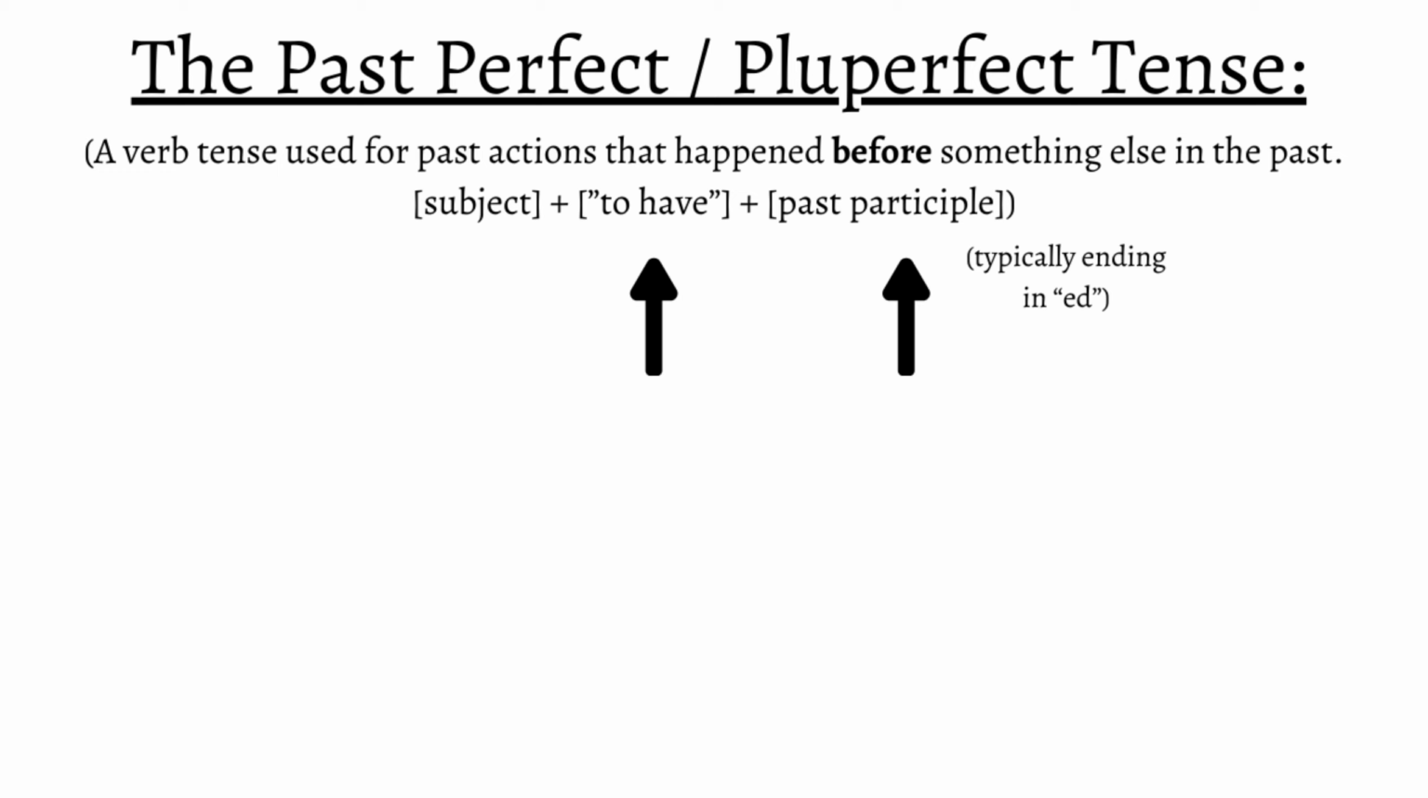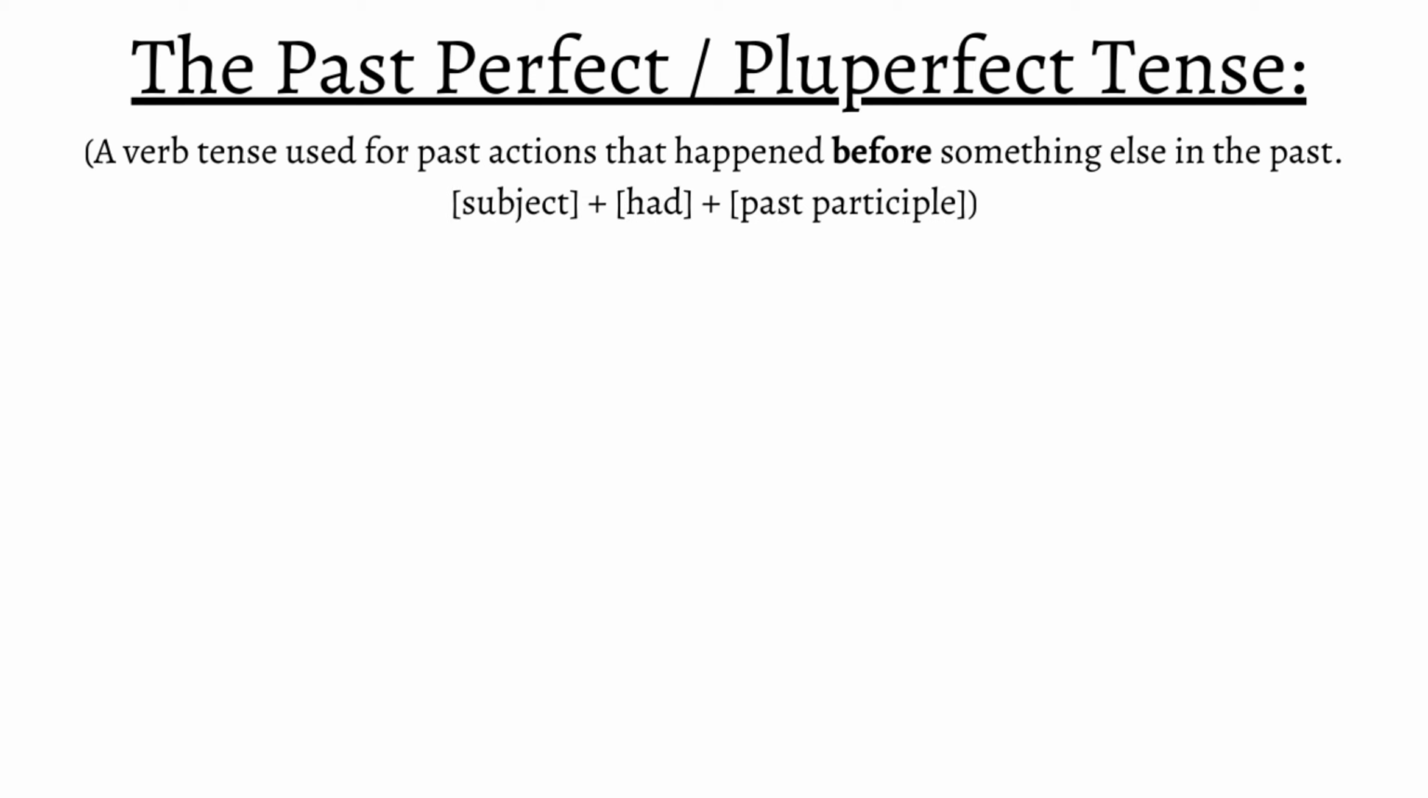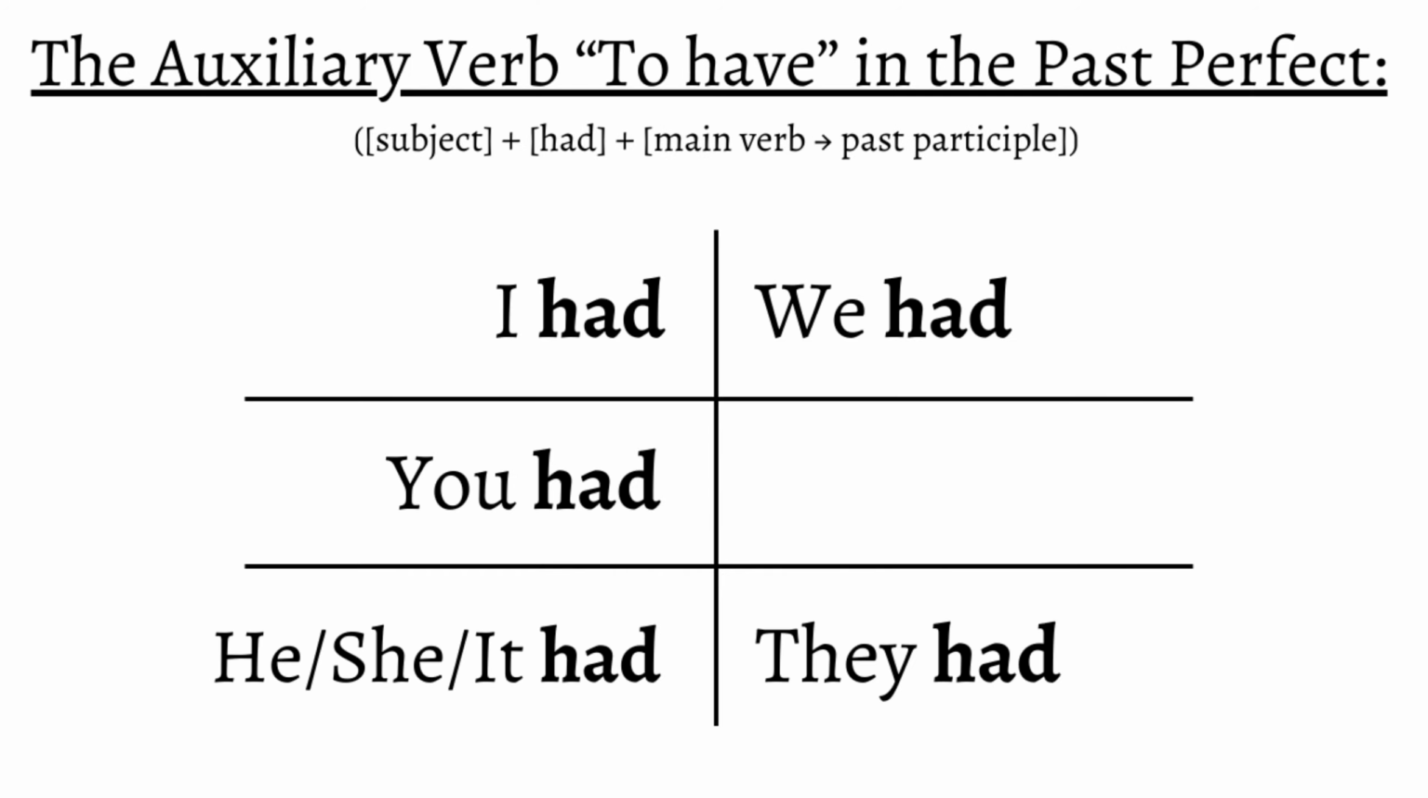But in the subject-verb agreement, only the auxiliary verb to have will be conjugated in the past perfect, and the conjugation is had for all subjects. The past participle of the main verb remains the same no matter what the subject is. So the pattern for the past perfect tense is a subject plus had plus a past participle.